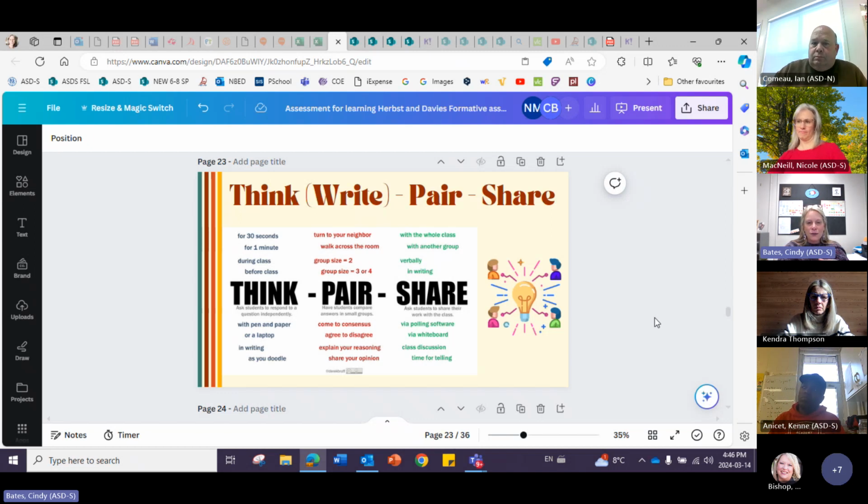This is one that I use very often in my classroom for multiple reasons, and there's so many different ways to use it as well. So it can be really helpful for that.